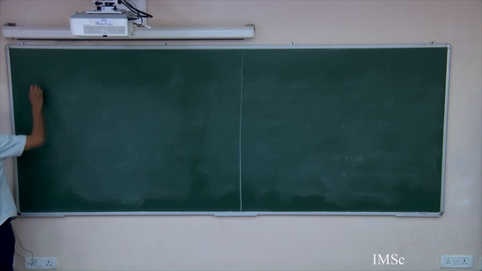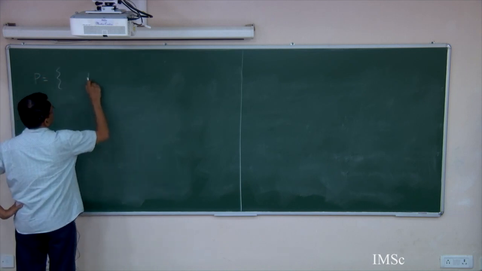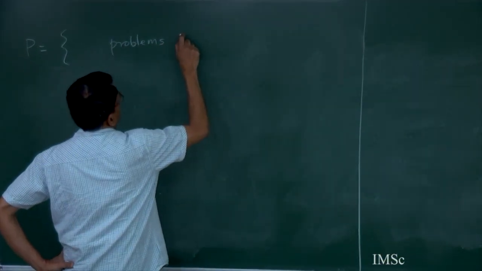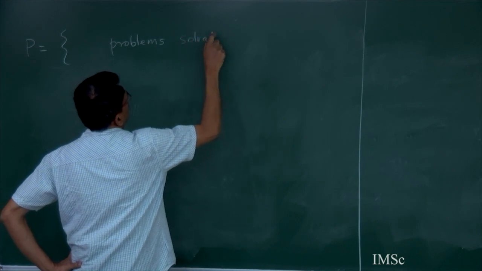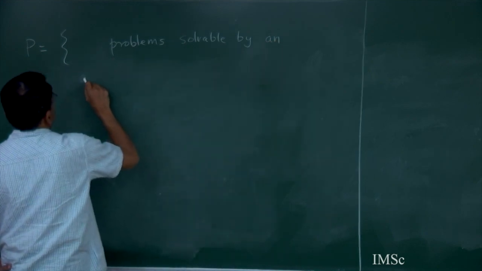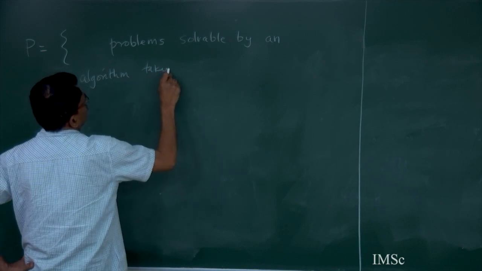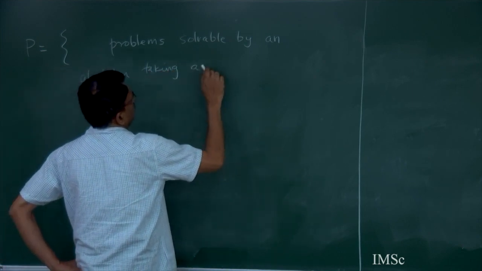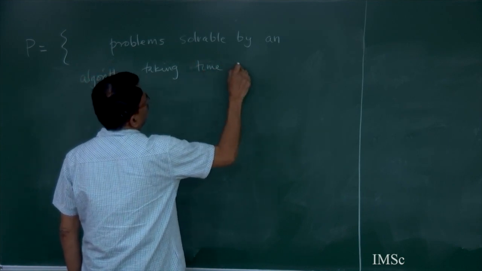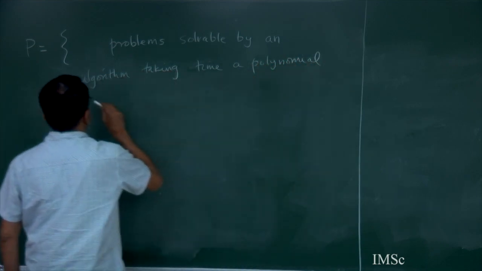Okay. So, let us recall the definition of P. So, these are problems solvable by an algorithm taking time polynomial in the input size.